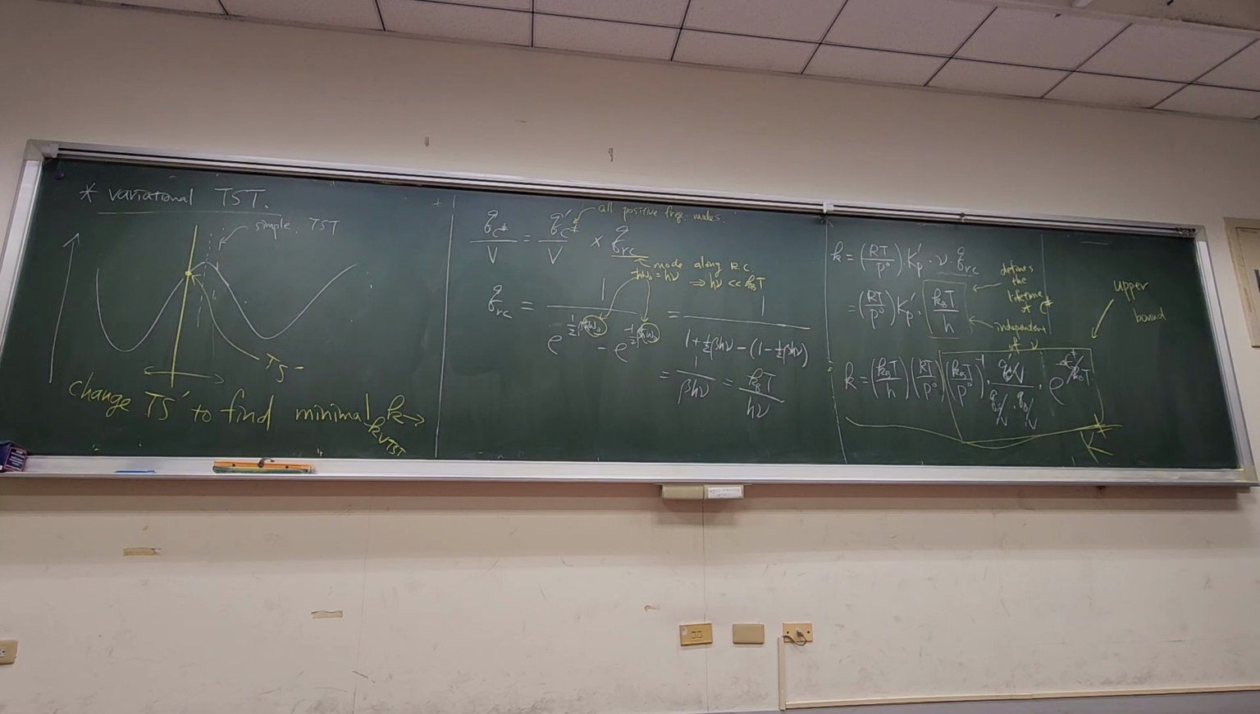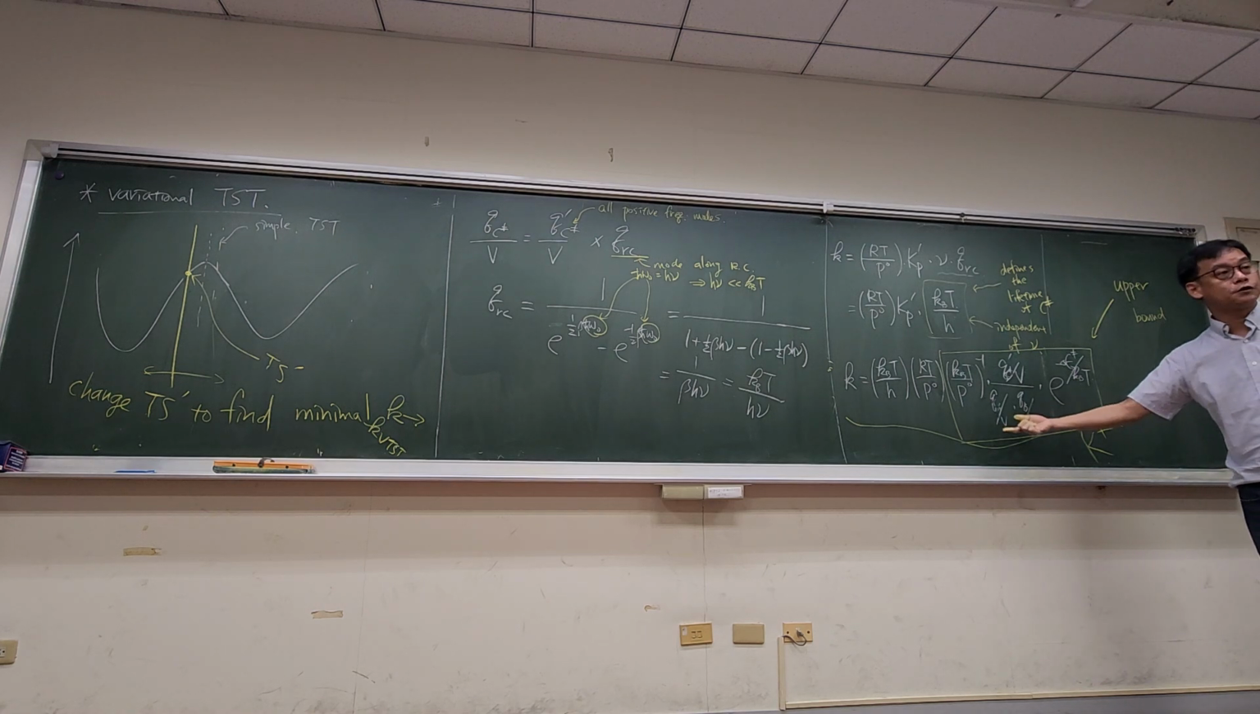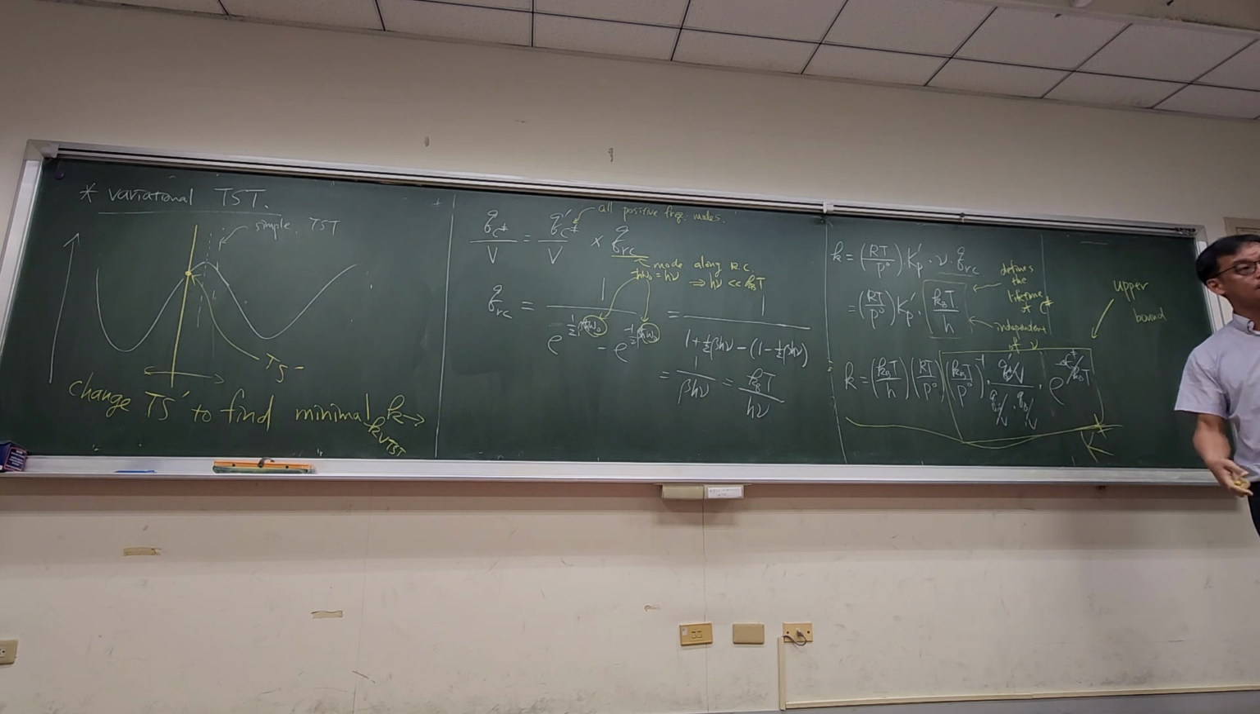And I'm not going to go into any detail, and of course this kind of variational transition state theory calculation cannot be very easily performed. So we're not going to go there. But I want you to know that there is something like this. Any questions?